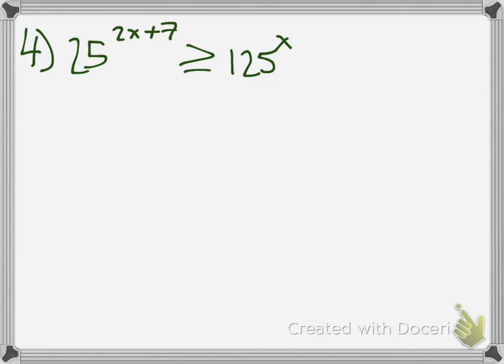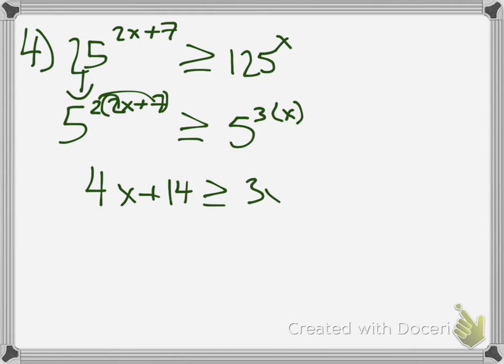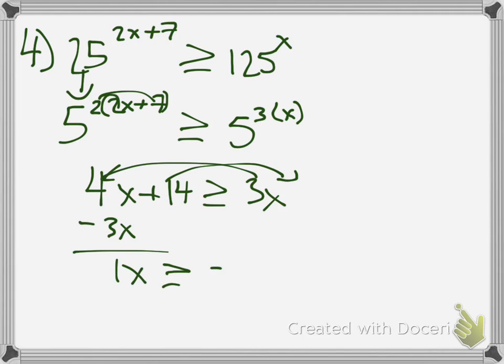My next one: 25 times 5 to the 2x plus 7 power is greater than 125 to the x. It's in 5, so I figured it's a 5: 5 squared and 5 cubed. And then again, distribute, and then I just have to say variables to the left, numbers to the right. Notice this way I still keep it like this, so that I have the x on the right side.